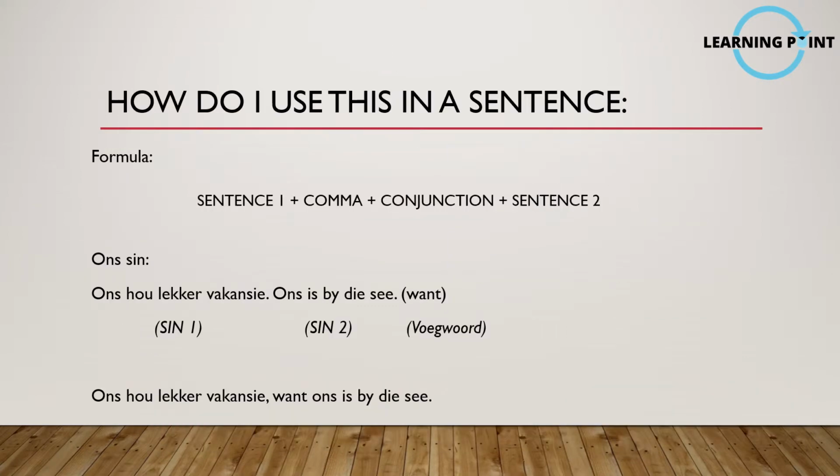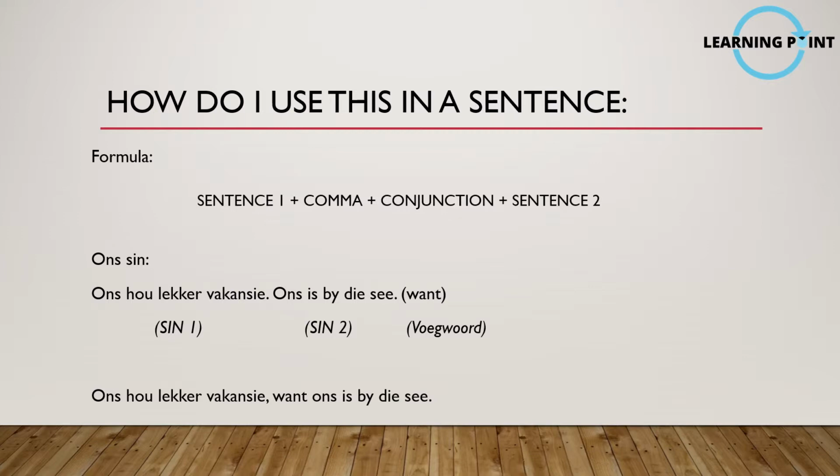So now, how do I use this in a sentence? My formula is, as I've said already, sentence 1 plus my comma plus my conjunction plus sentence 2. So our sentence, for an example, is ons hou lekker vakansie, which is our sin 1. Ons is by die see, our sin 2. And want is our voegwoord. So want means because. Ons hou lekker vakansie, we are enjoying our holiday. And ons is by die see, we are at the seaside.